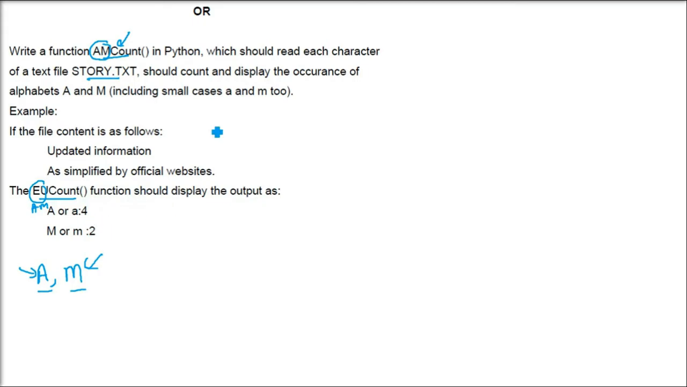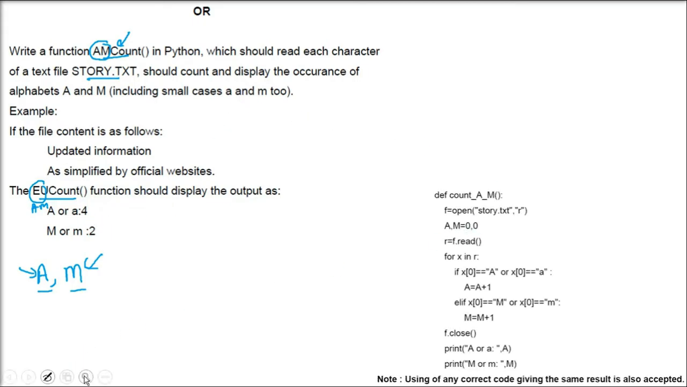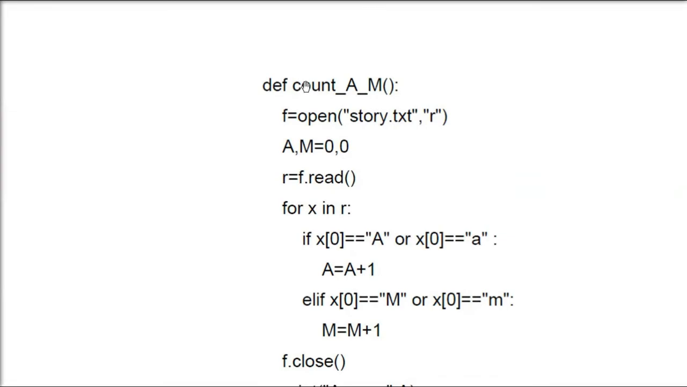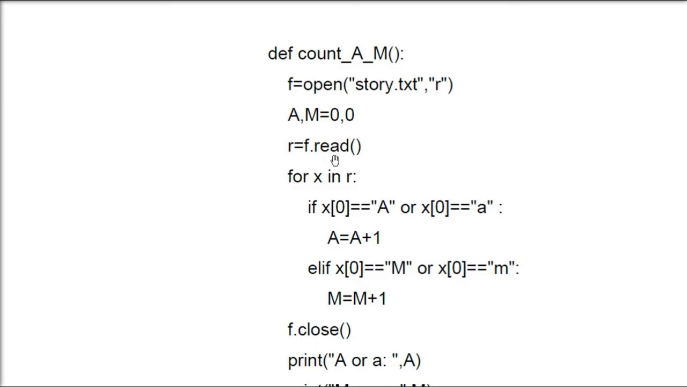So this is AM count. This is a printing mistake, so you can correct it. Okay, so we have a function called count underscore A underscore M. You can name it any way you want. So we are opening this file in read mode. We don't have to write anything. Now, when we are counting, as I said, we have to have a variable initiated to 0. So A comma M equals 0, 0. And R equals F dot read, which we have already done in the previous question.